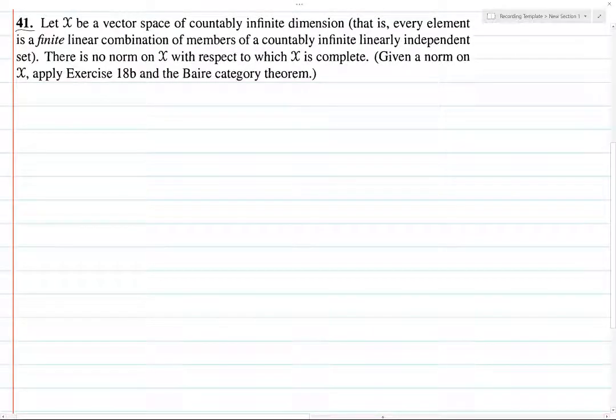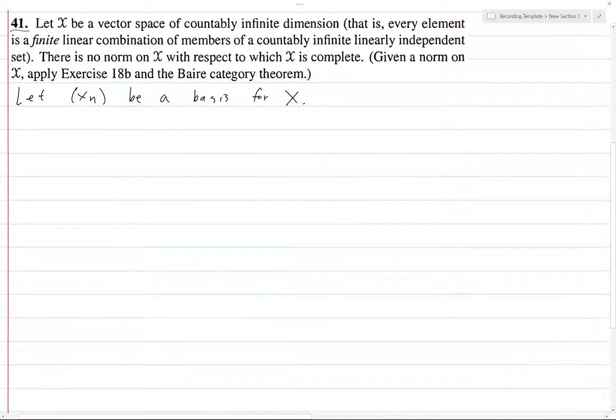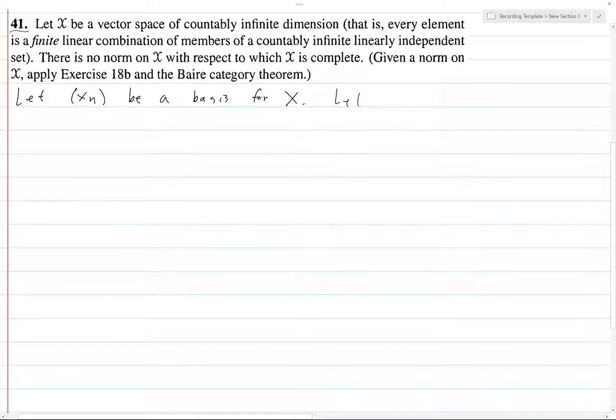Alright, exercise 41. Let x1 through xn be a basis for X. Let An be the span from x1 through xn. Then clearly the union of the An's is X.